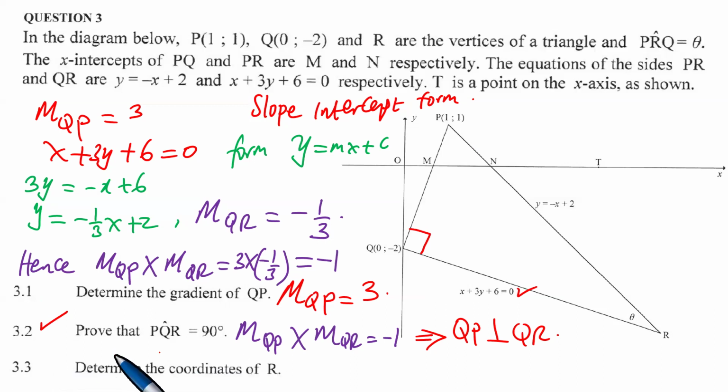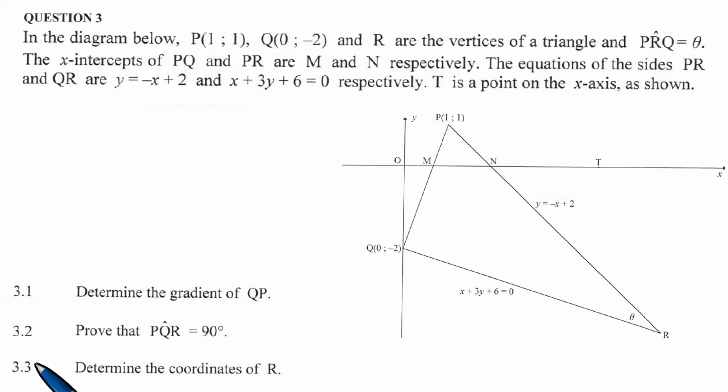Okay, just to sum up our answer here and to summarize, we have established the fact that QP is perpendicular to QR. Why? Because the product of the gradients is minus 1. So yeah, next question. Right, in the next part, we want to determine the coordinates of R.